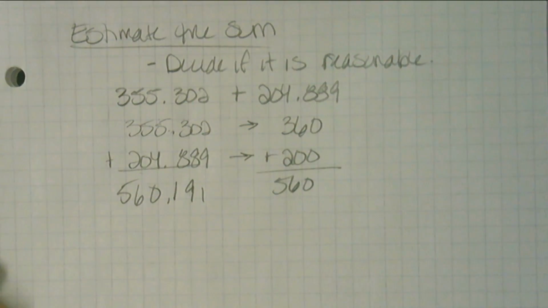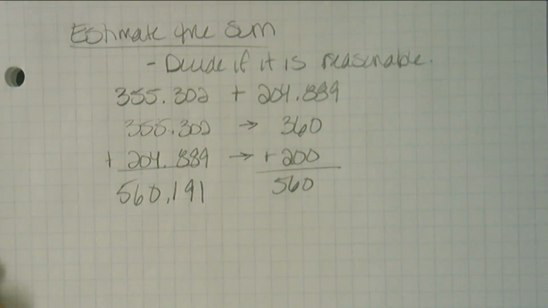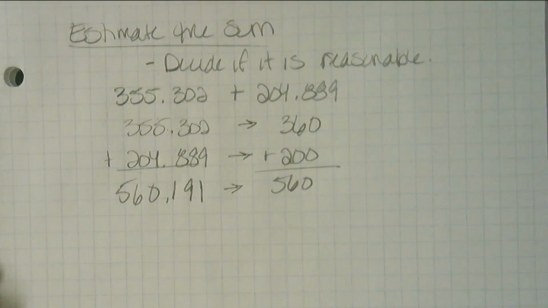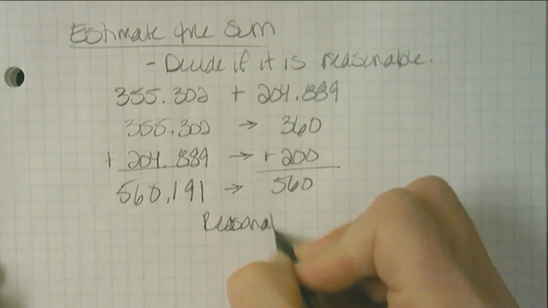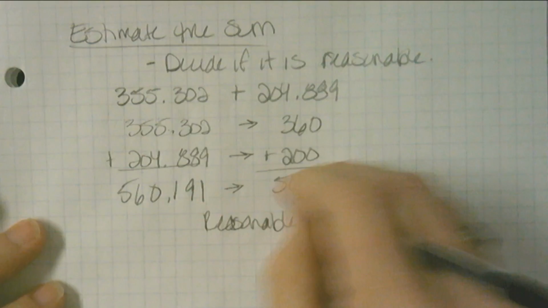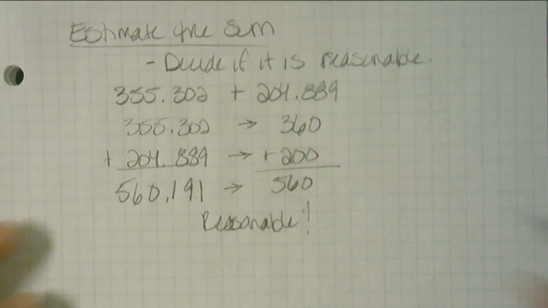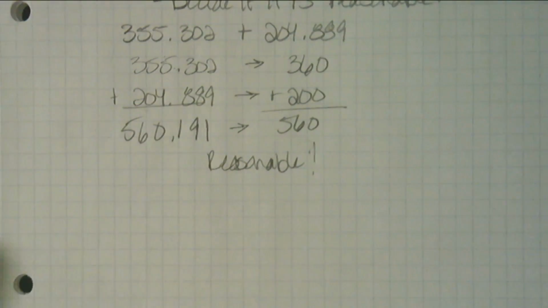I think 560.191 was my actual. So, reasonable? Yeah, I'd say so, right? Reasonable. I'll put an exclamation mark. All right, let's talk about subtracting.